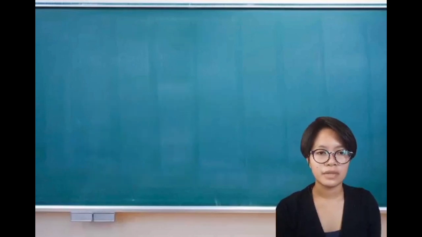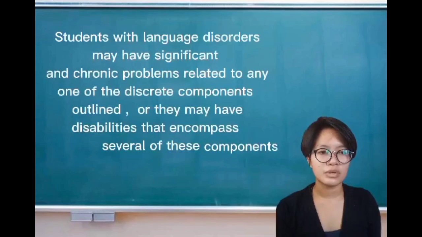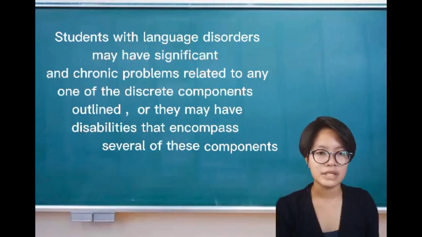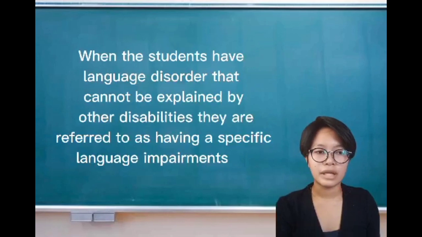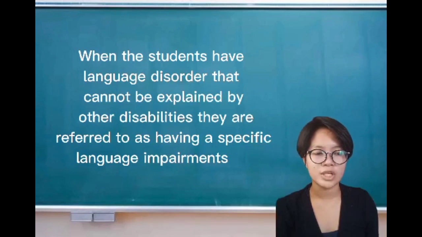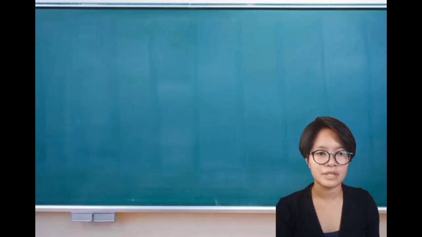Language disorder. Students with language disorder may have significant and chronic problems related to any one of the discrete components outlined, or they may have disabilities that encompass several of these components. When students have a language disorder that cannot be explained by other disabilities, they are referred to as having a specific language impairment.